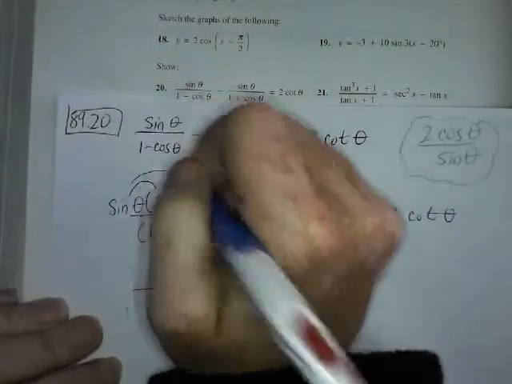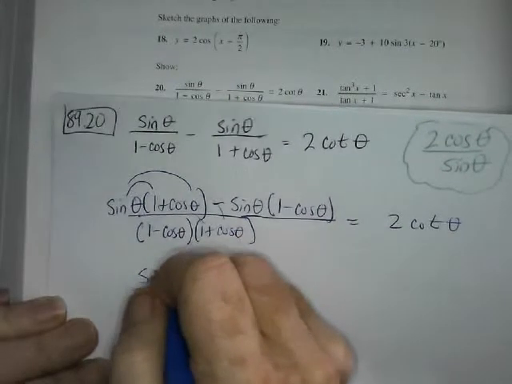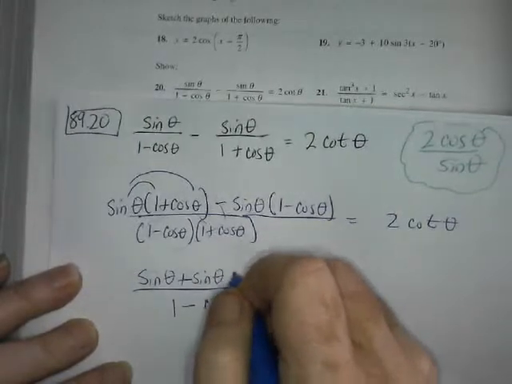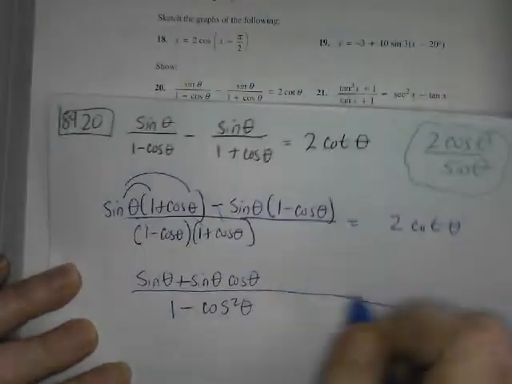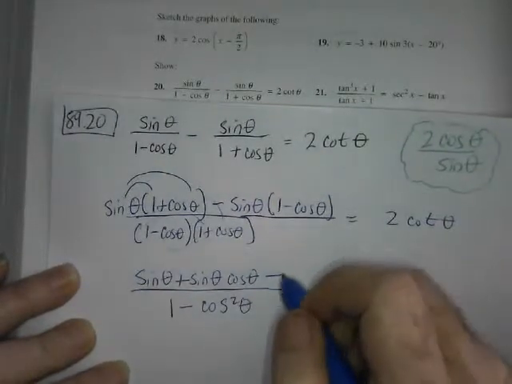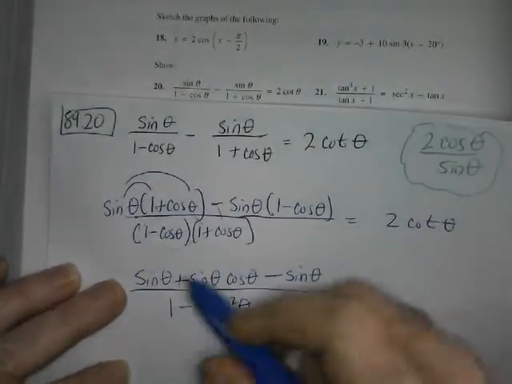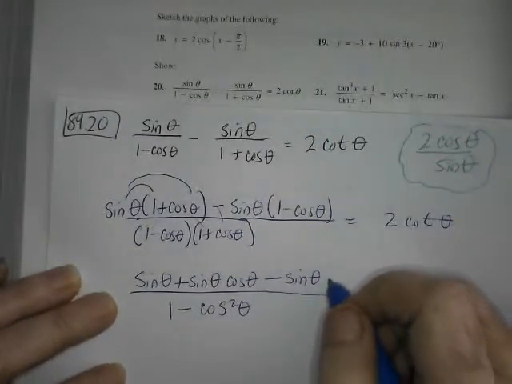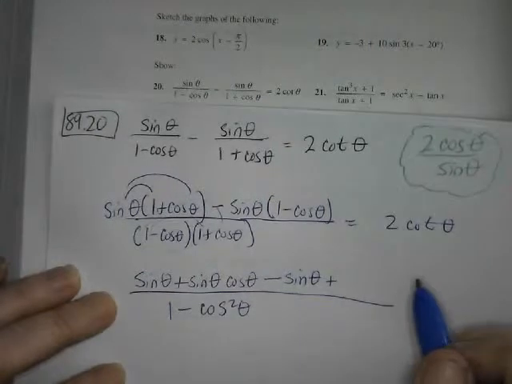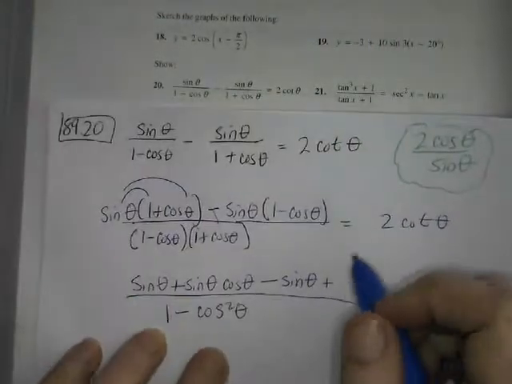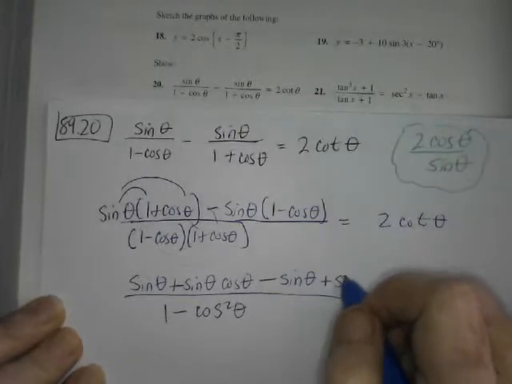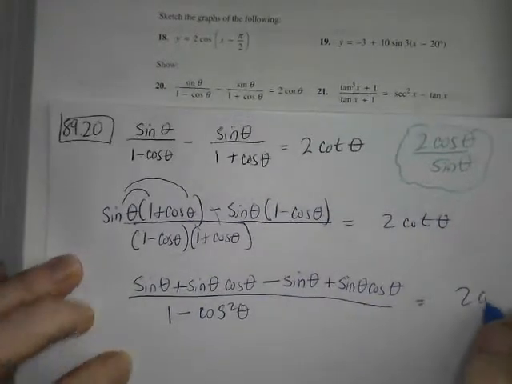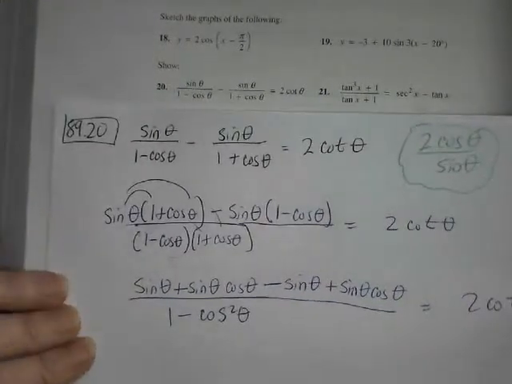I'm pretty sure we're going to have a cancellation. So this will be sine theta plus sine theta cosine theta minus sine theta, cancellation, and then we have a negative times a negative, plus sine theta cosine theta, and all that's supposed to equal 2 times cotangent of theta.